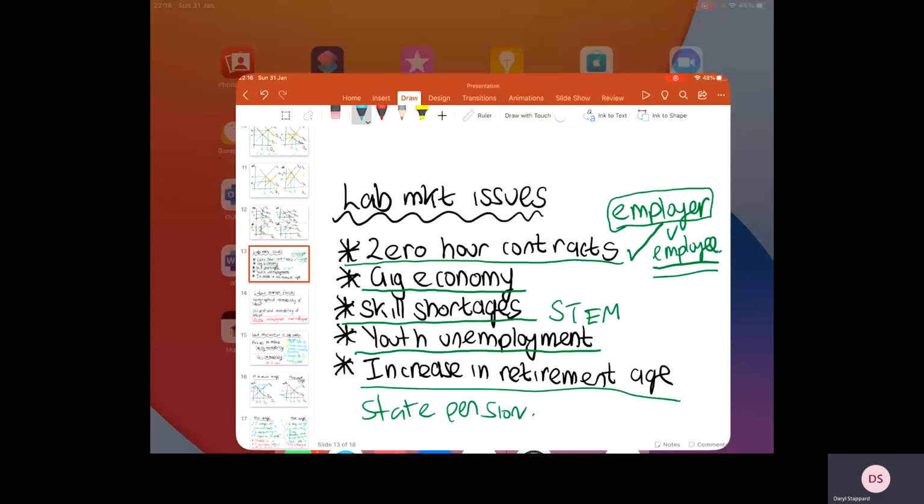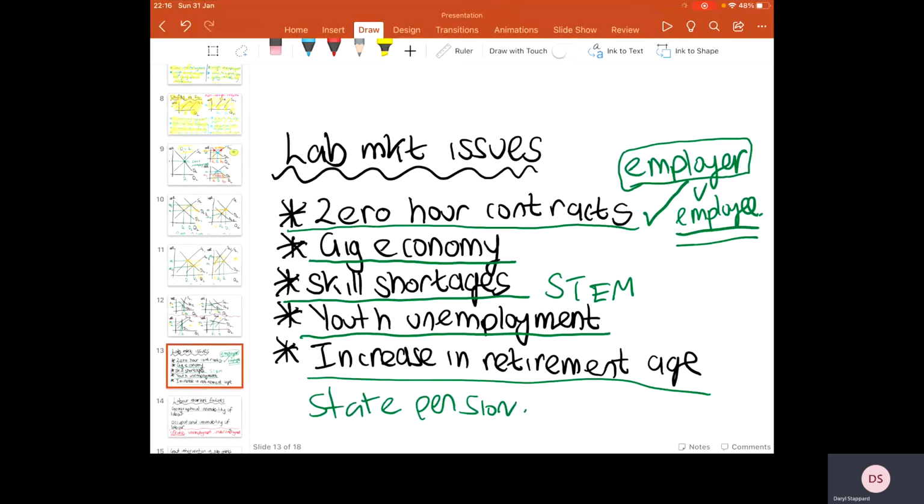Hi everybody and welcome to the last video in this series of videos exploring labour markets. Now in the last video we were looking at labour market equilibrium points. So how wages will be determined by where supply of labour is equal to the demand for labour. And that would show us how many people would be employed and what the wage rate would be.